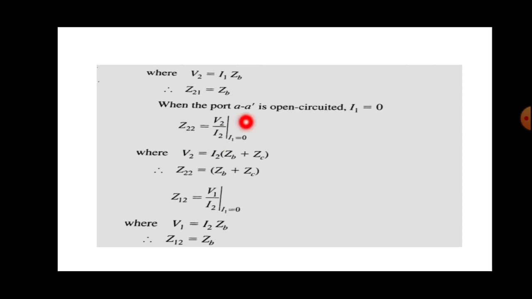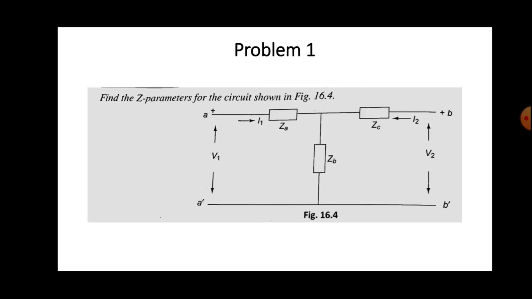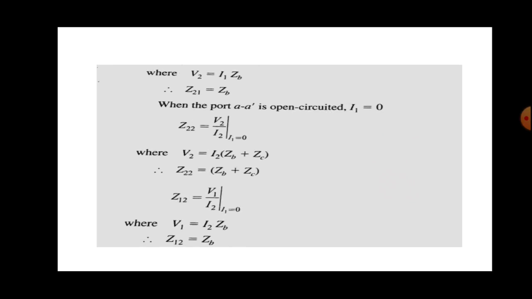So you again go to the circuit diagram. See, here this terminal current is equal to 0. You want to find out V2. What is the value of V2? V2 is the voltage across the BB dash terminals, and it is obtained by applying Ohm's law. Ohm's law states that voltage is equal to current into total impedance or total resistance. So you can write V2 equal to I2 into ZB plus ZC. So Z22 will become ZB plus ZC.